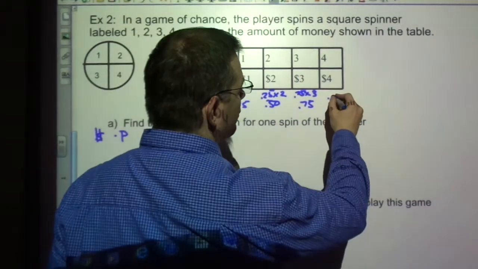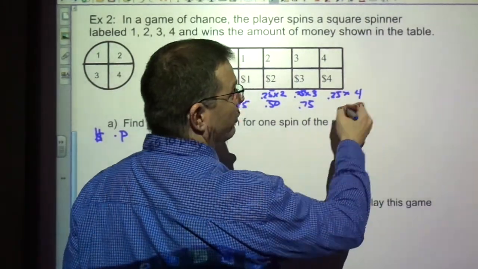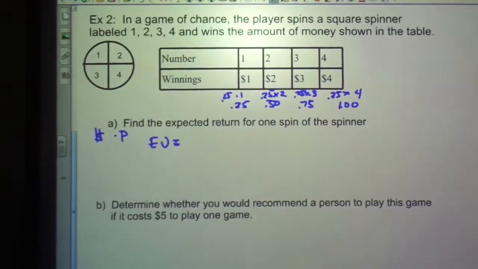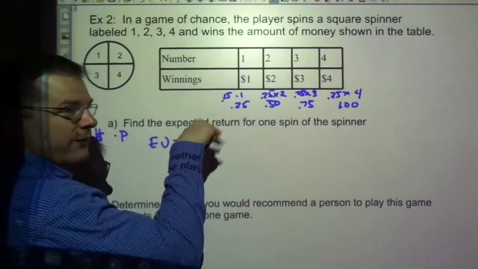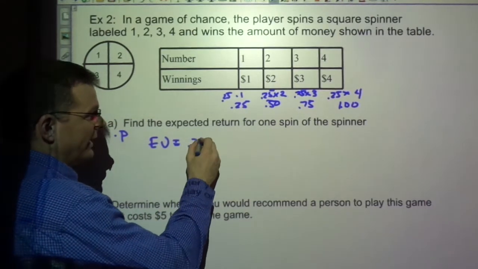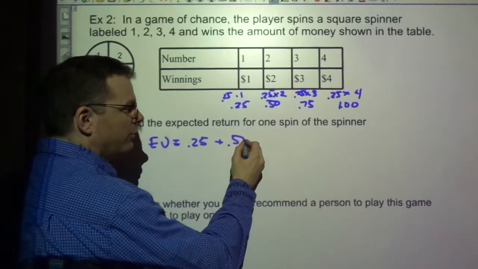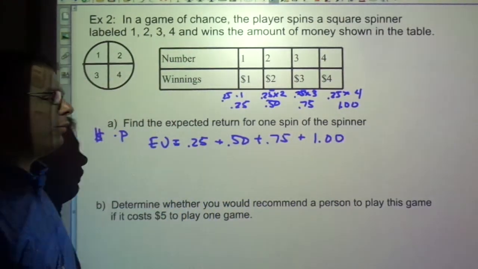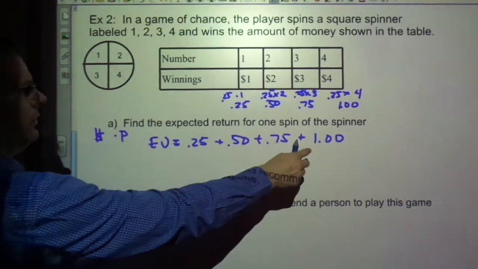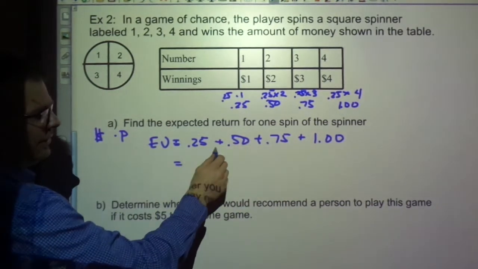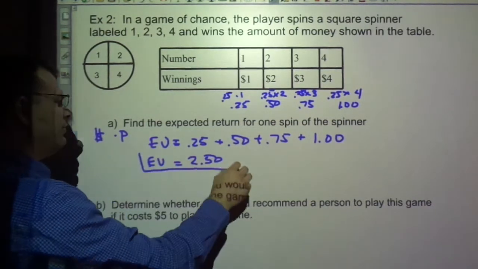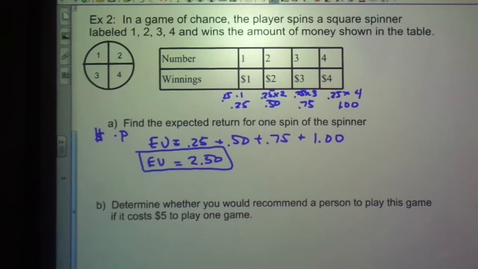And from 4s, I have a 25% chance, and I will win $4, so I have $1 that I win from 4s. So together, my expected value for this game is what I expect to win from 1s, plus what I expect to win from 2s, plus what I expect to win from 3s, plus what I expect to win from 4s. And that's a total of $1, $2, and 50 cents.